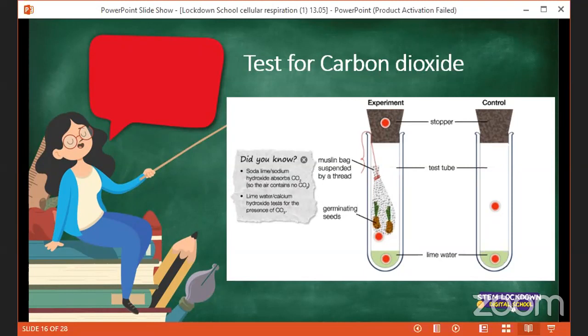All right. So just a quick question, guys. What would be our independent variable in this case, in this type of experiment? What would be our independent variable if we're testing for carbon dioxide? Just send through your answers to the group chat. What would be our independent variable?